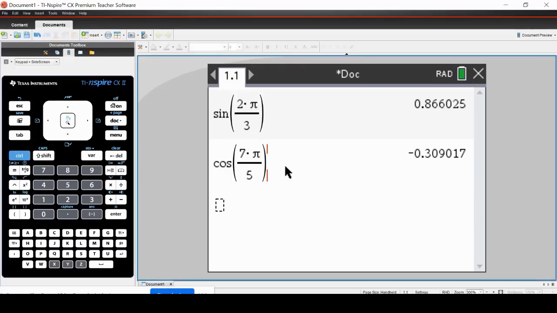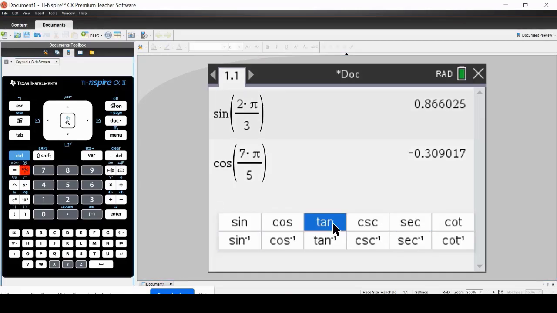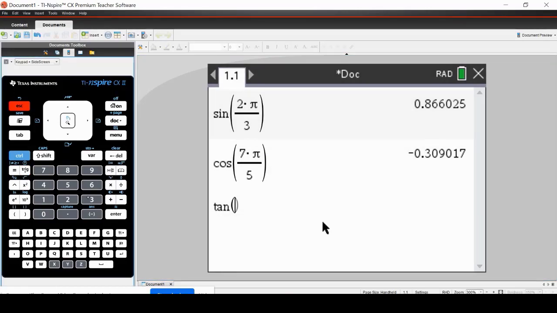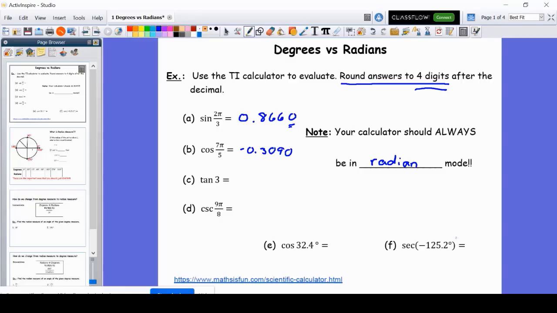So when we want to find the tangent of 3 radians, we're just going to go to our trig menu. We're going to press tangent and 3 and hit enter. And there we go. Negative 0.142547. So we're going to write down negative 0.1425.